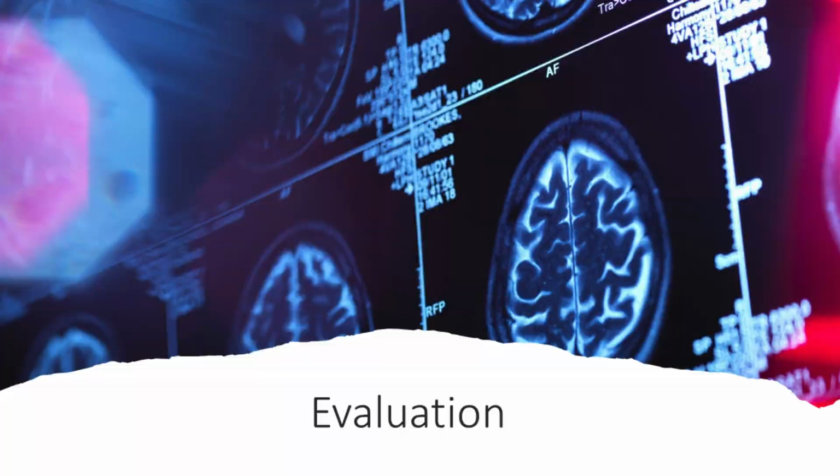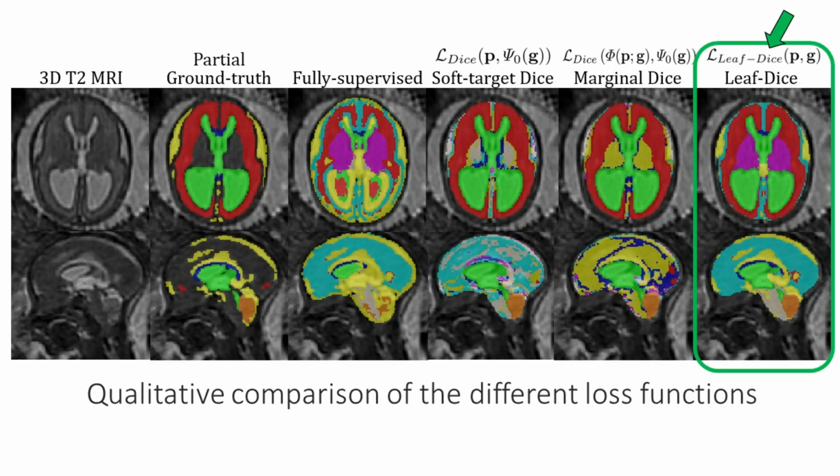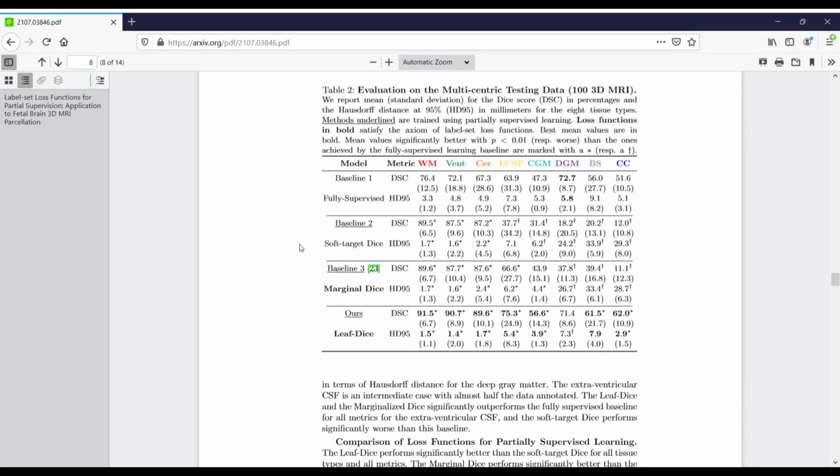We have used a dataset with a minority of fully segmented MRI and a majority of partially segmented MRI. We have compared the proposed leaf dice label set loss function to three baselines for the problem of fetal brain 3D MRI parcellation using partially segmented training data. You can find the quantitative evaluation with dice score and Hausdorff distance in our paper. We found that the proposed leaf dice label set loss function outperformed three other baselines for fetal brain segmentation.